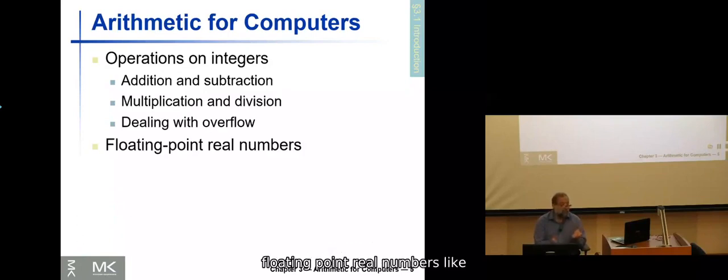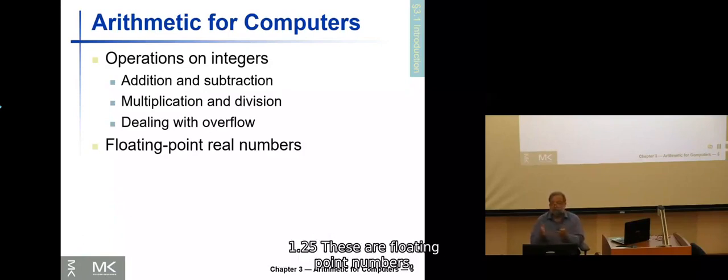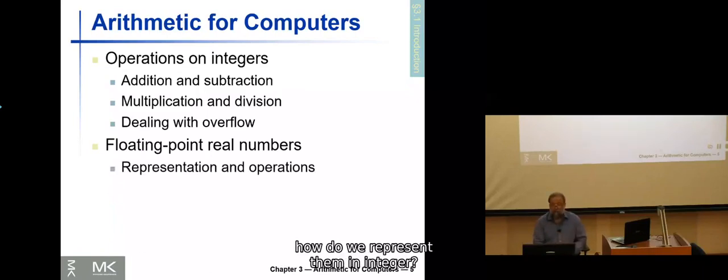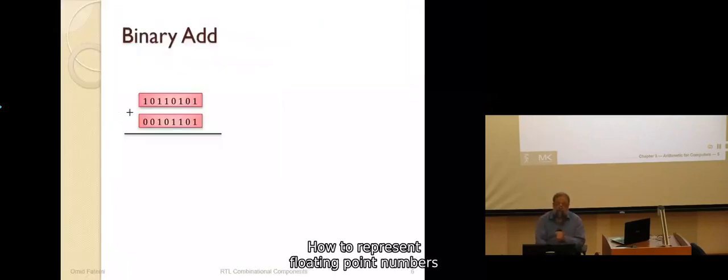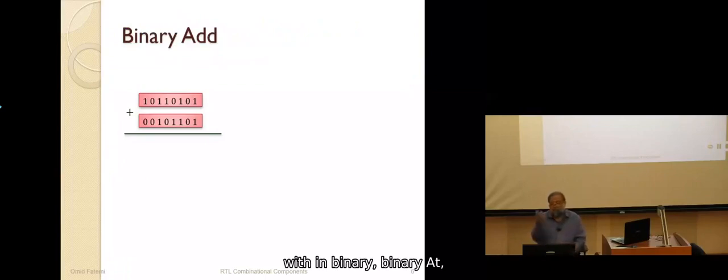Floating point real numbers like 1.25. These are floating point numbers. How do we represent them? In integer, you know how to represent them. In binary, 5 becomes 1, 0, 1. How to represent floating point numbers in binary? So binary add, it's very simple.